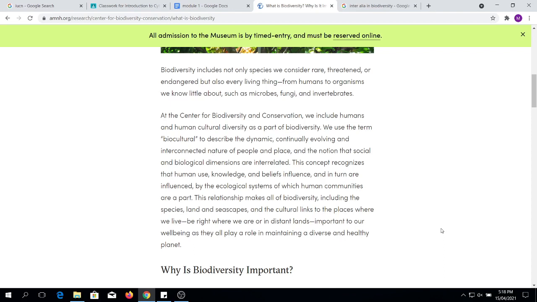So this relationship makes all biodiversity includes species, the land, the seascapes, the culture links, the places where we live. So there is really a right river that we are or in distant lands. So important to our well-being as they all play a role in maintaining a diverse and healthy planet.